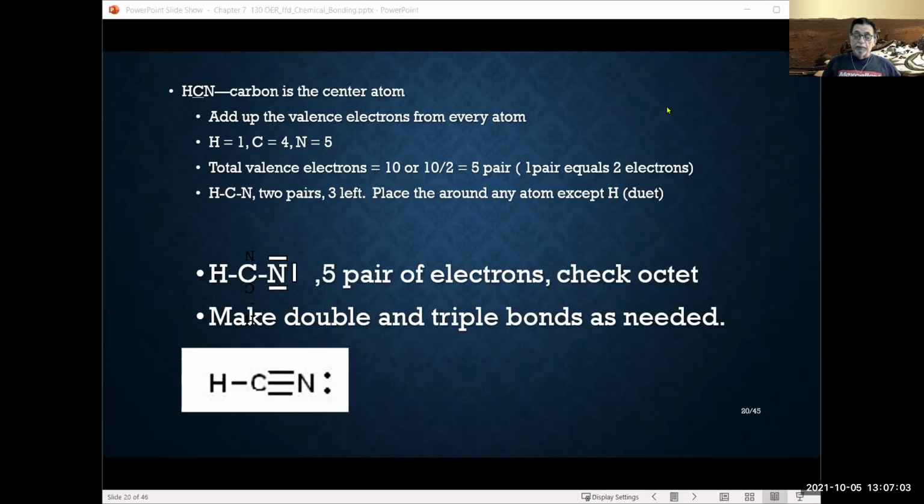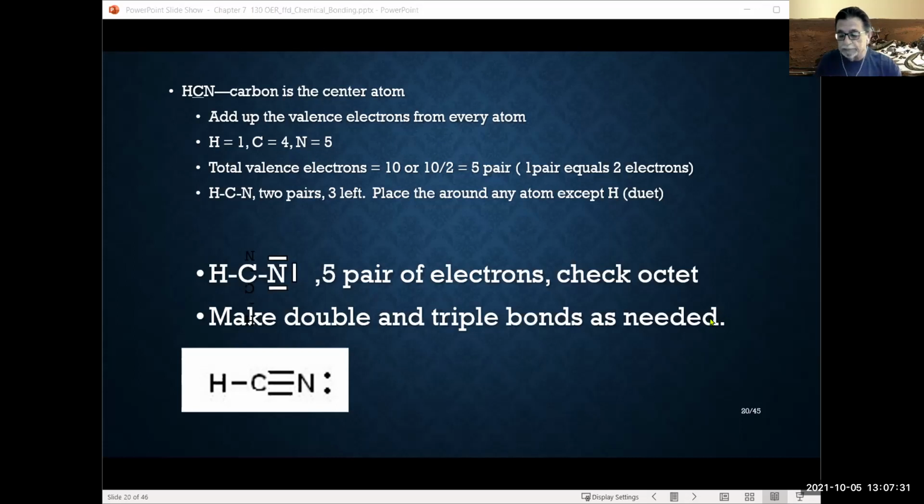We count up all the pairs, we still have 5 pairs. We didn't lose them along the way. And so that's good, because that means we started off with 10 valence electrons and we ended up with 10 valence electrons. And I checked at each step, because you can very easily lose a pair someplace, just as you can very easily add a pair mistakenly. So keep track of it as you go along. So that becomes a structure.